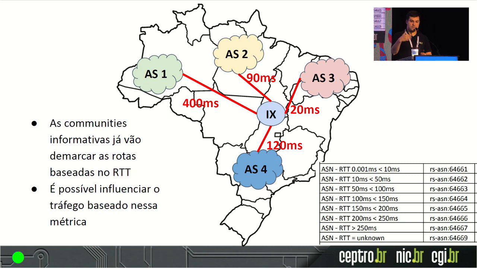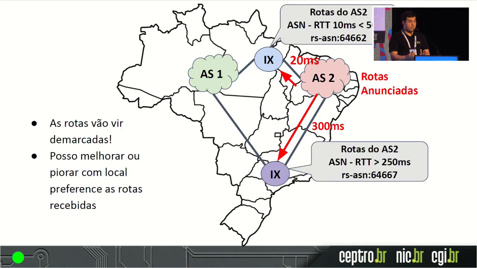So when you enter the IX, you can see that some routes have been announced and they will have information communities. That is what we show here in the lower corner of the page. Because of the latency, we already know that that link is a bit far. So we can think we can have an impact on the traffic based on those latencies. Just to give you an example, there we have the routes announced by AS2, that it has its IX at 20 milliseconds, that is close, and then the other one in the south at 300 milliseconds.